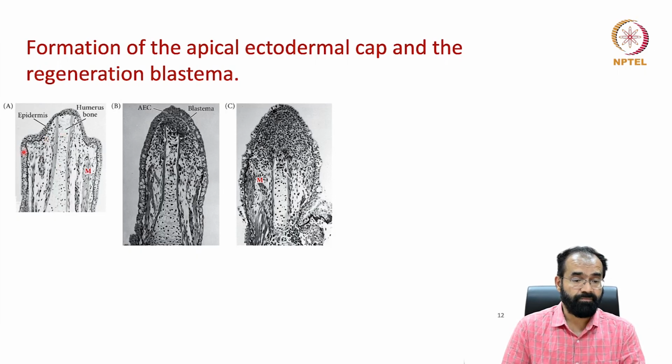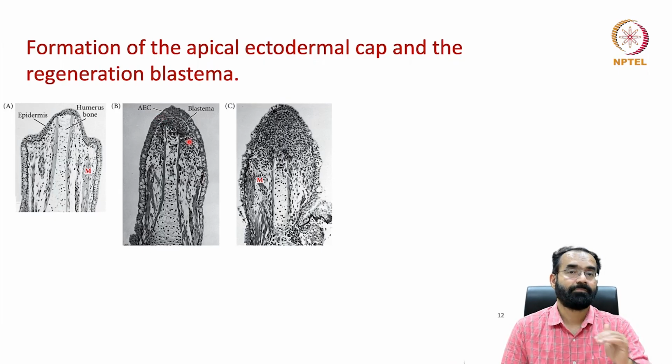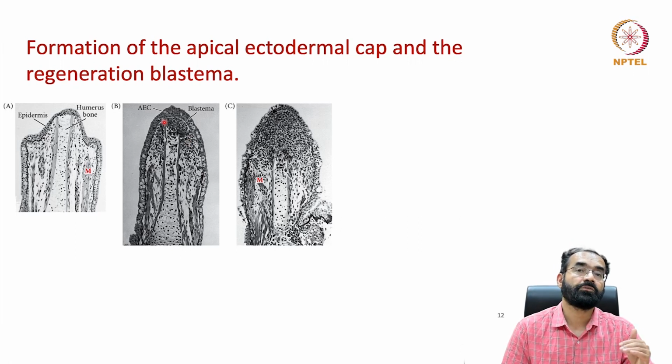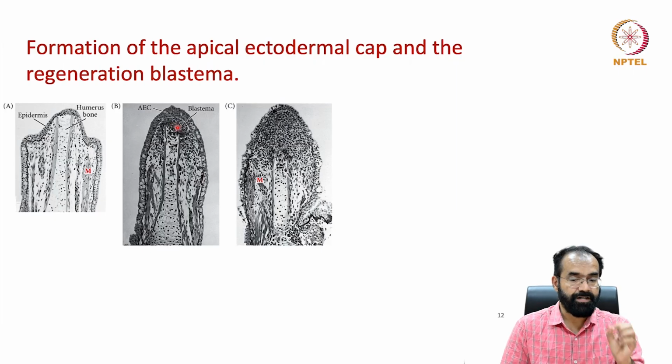There was an amputation site here, and the blastema has formed, and here there are also muscle cells that are developing. The epidermis and the humerus bone grow hand in hand, and the apical ectodermal cap remains intact. Even when the blastema is growing further, the apical ectodermal cap also grows forward. And then you have the blastema here itself, in the extreme tip of it. And then you can see these mesenchymal cells migrate, and the blastema becomes more and more mature.